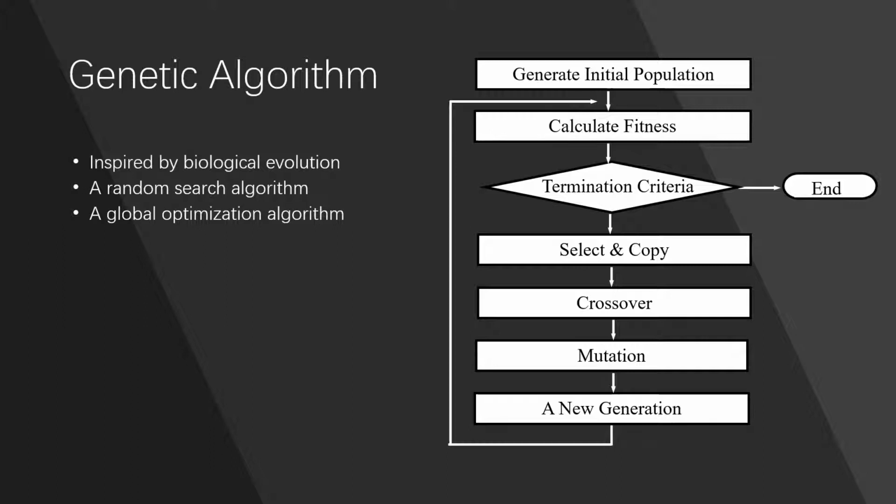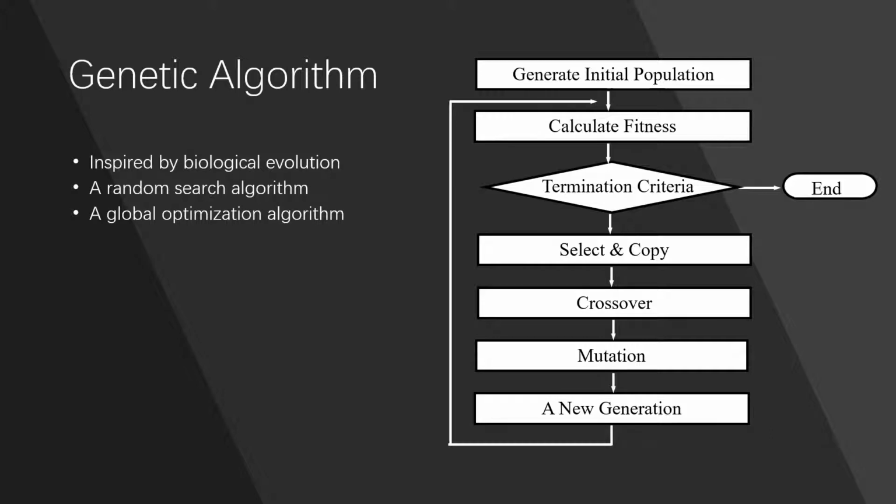Let's give it a very quick look at the flowchart of the genetic algorithm, and I will talk about each step in details later. First, you need to generate an initial population, and then you calculate the fitness value of each individual in this population, and I will tell you later what the fitness value is. After that, you need to decide whether you want to terminate this iteration or you go on to the next step.